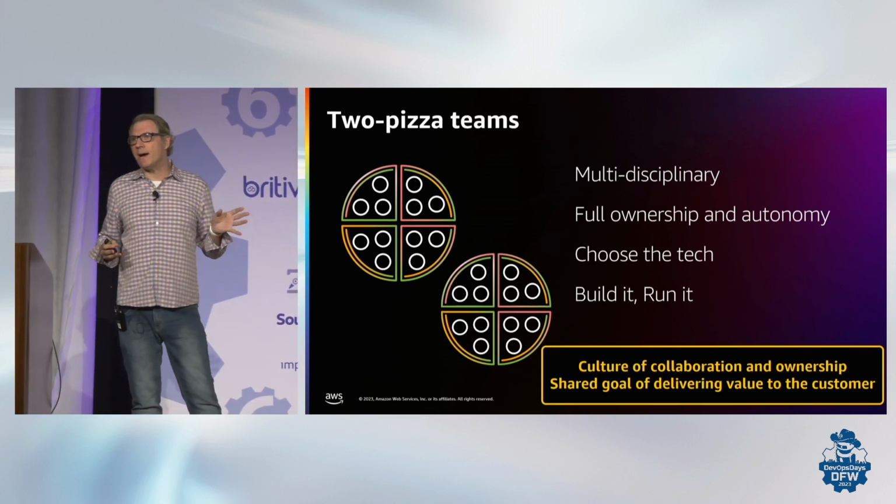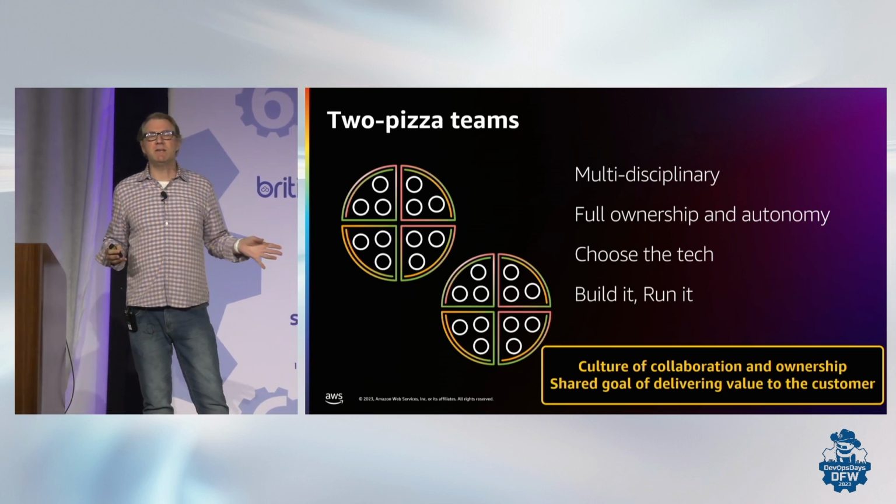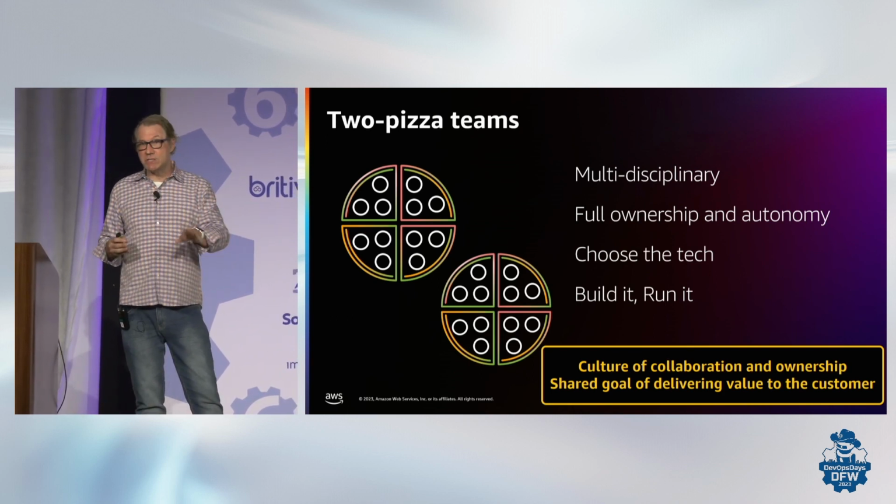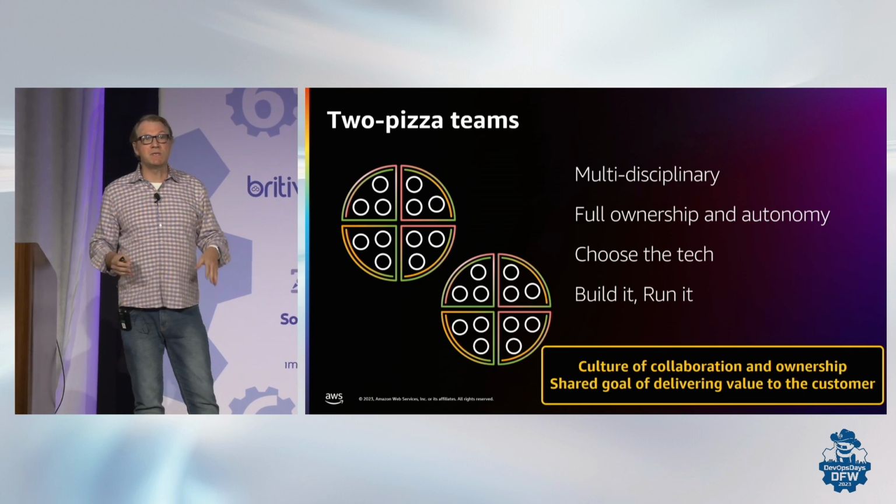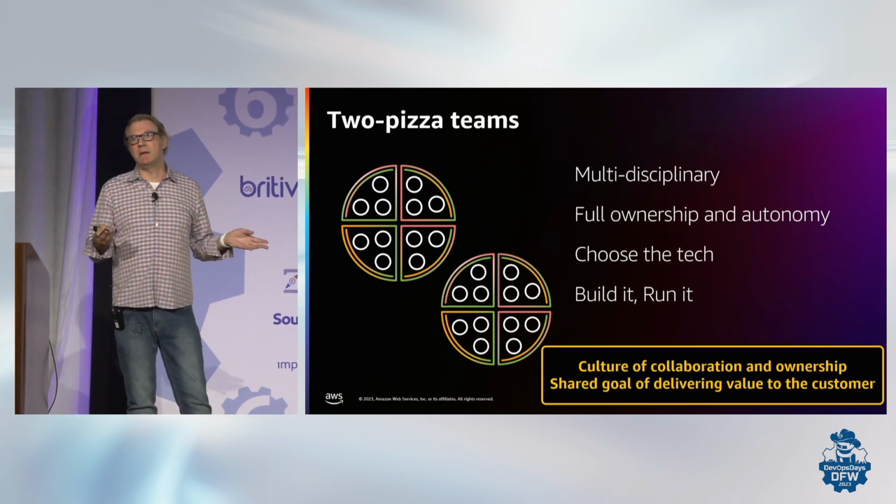Now, is it the only possible model? Not at all. Do I say all teams need to own everything end to end? Not at all. This is just the Amazon model. It's one of many models that breaks down that wall, but it does indeed break down that wall.